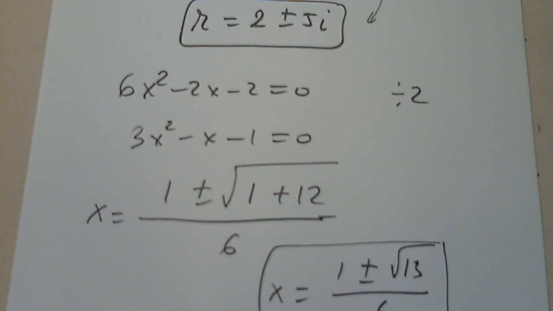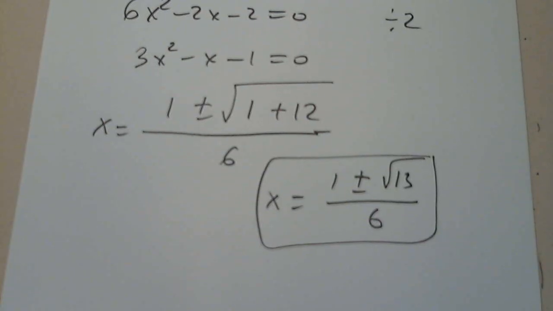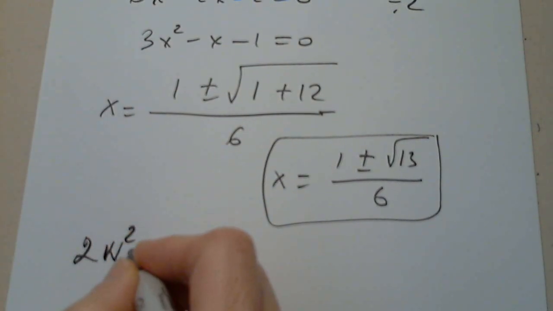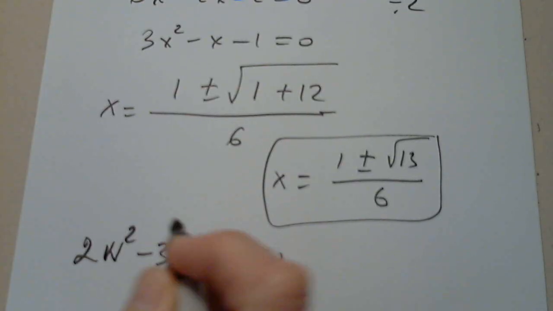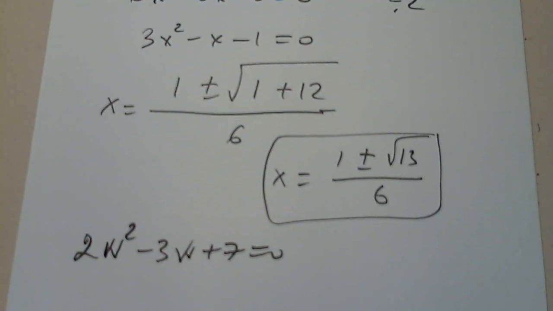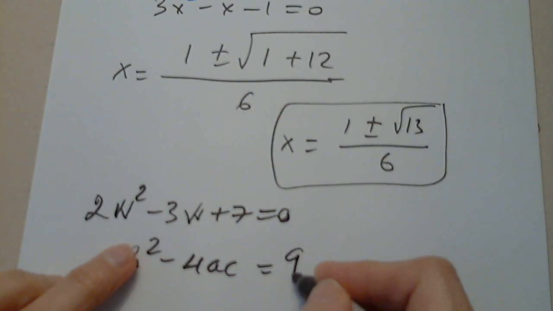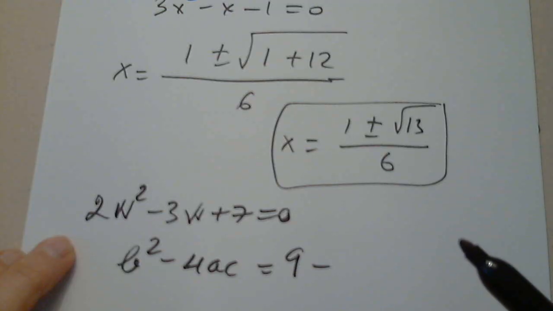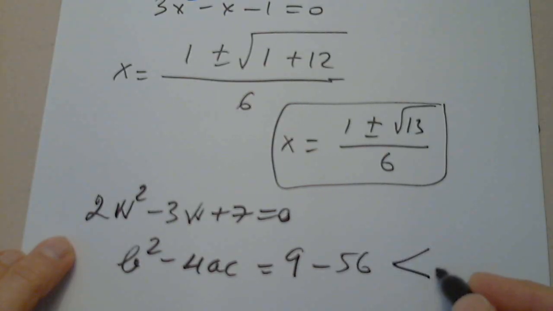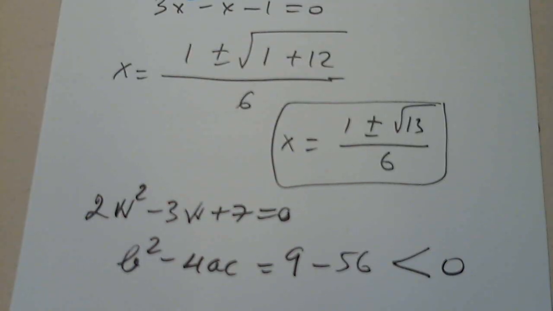Good. Determine the discriminant. This was the extra credit, so I added 9 points to your test grade if you did it correctly. So 2w squared minus 3w plus 7 equals 0. The discriminant is b squared minus 4ac. B squared is 9 minus 4 times 2 times 7, 56. So this is a negative number. You don't have to do anything else.